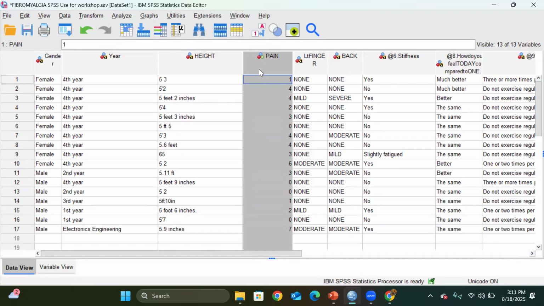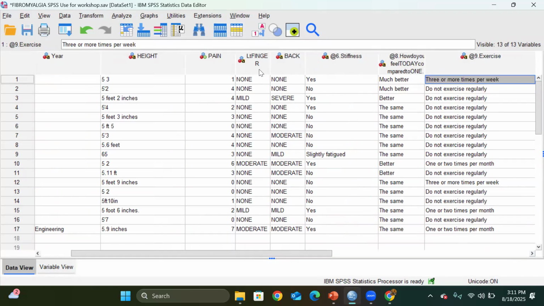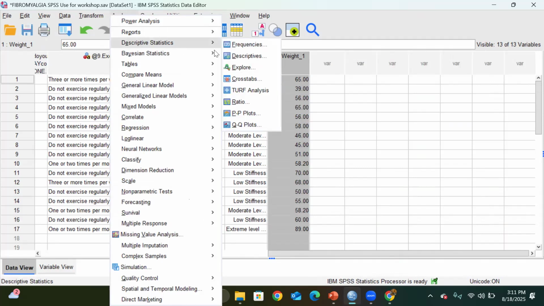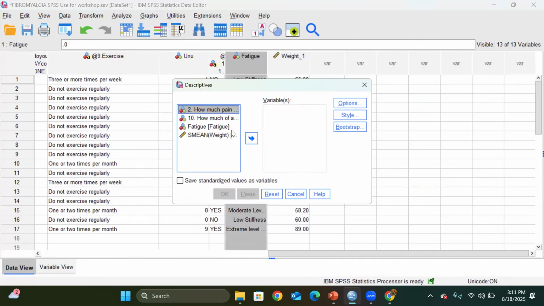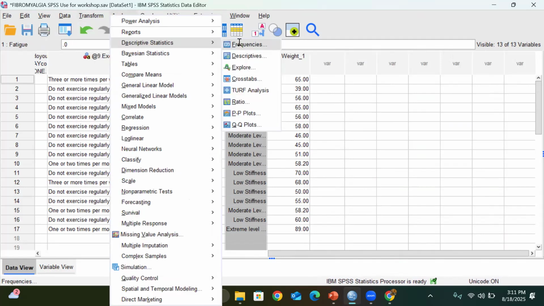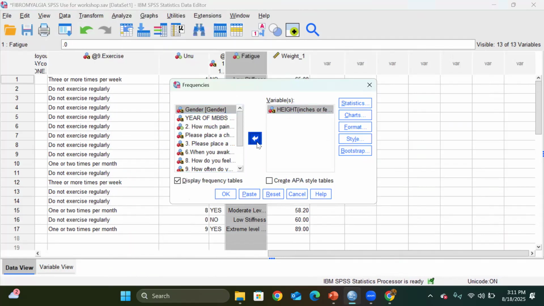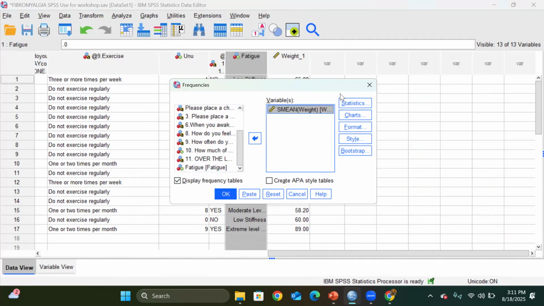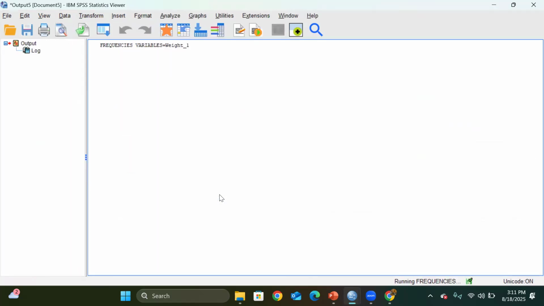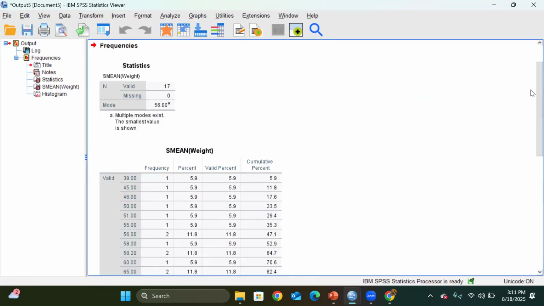We can just apply them on the continuous variable. So our continuous variable was the weight. Okay, so we will go here to the analyze section. First I want to make a histogram graph. I will go to analyze, frequencies, and bring weight here. Okay, histogram, and I want it to show me the normal curve. Okay, continue.